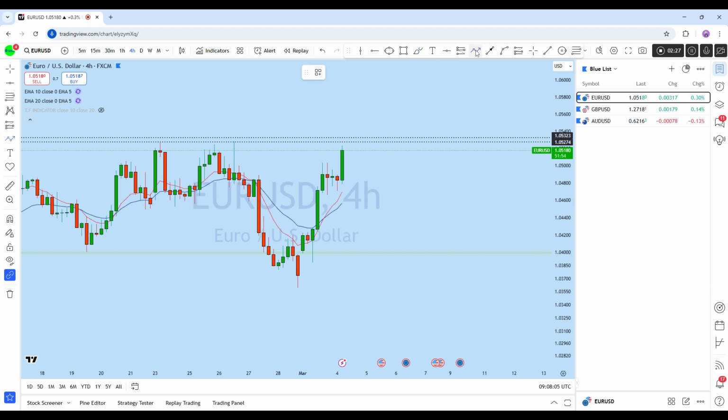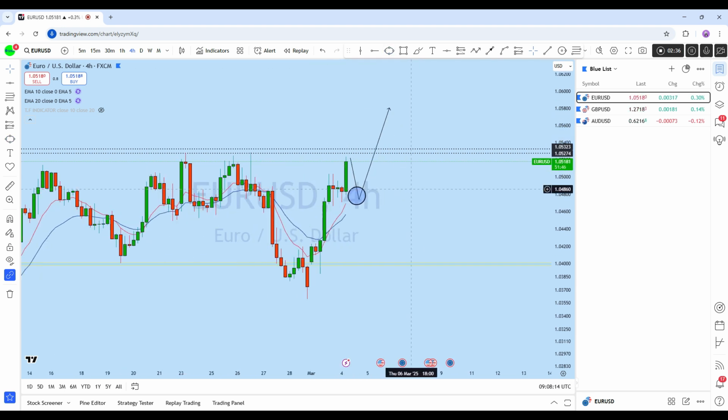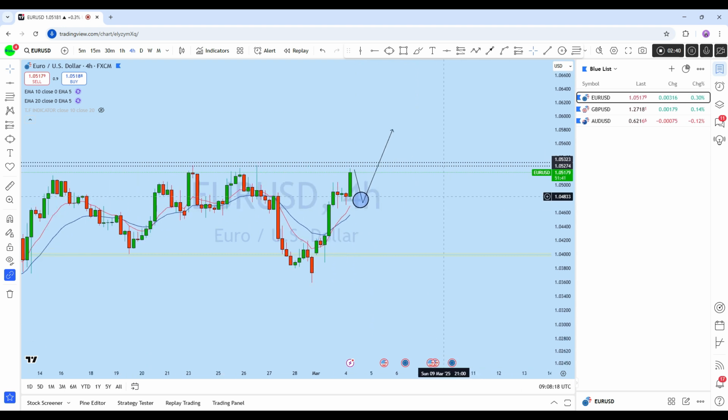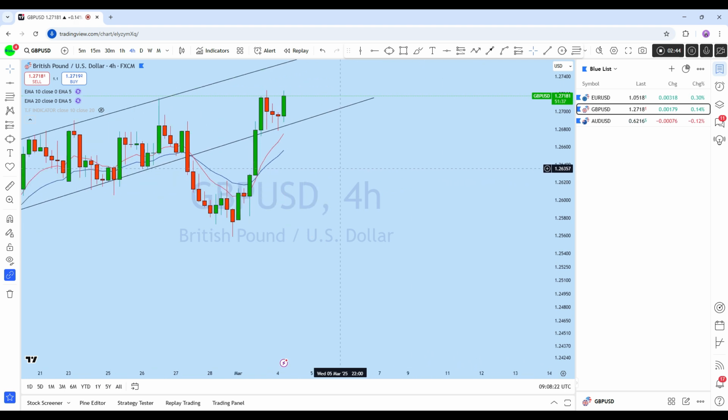We can expect on euro dollar for the market to drop for a deeper pullback and then potentially to continue to rise with the candle close. As soon as we find a suitable entry in this market, we will be looking for going long with a high probability trade setup. Now let's look at British pound US dollar.